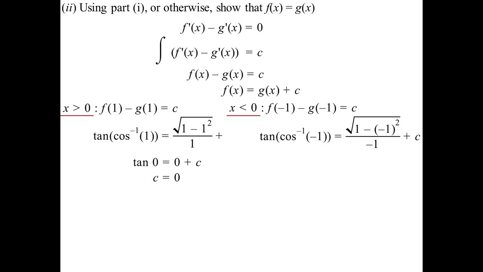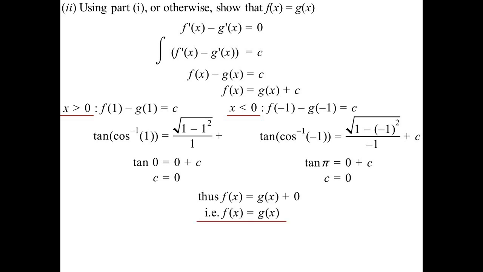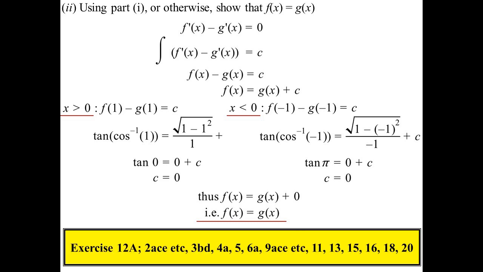So let's sub in -1, inverse cos of -1. Well, the inverse cos of -1 is pi, and the tan of pi is 0, so that's okay. And square root sign, well, -1 squared, yep, so we get 0. It does indeed work out to be 0. So therefore, we do know that f of x is g of x plus 0, so yes, they are the same function. 12a, let's differentiate to our heart's content.